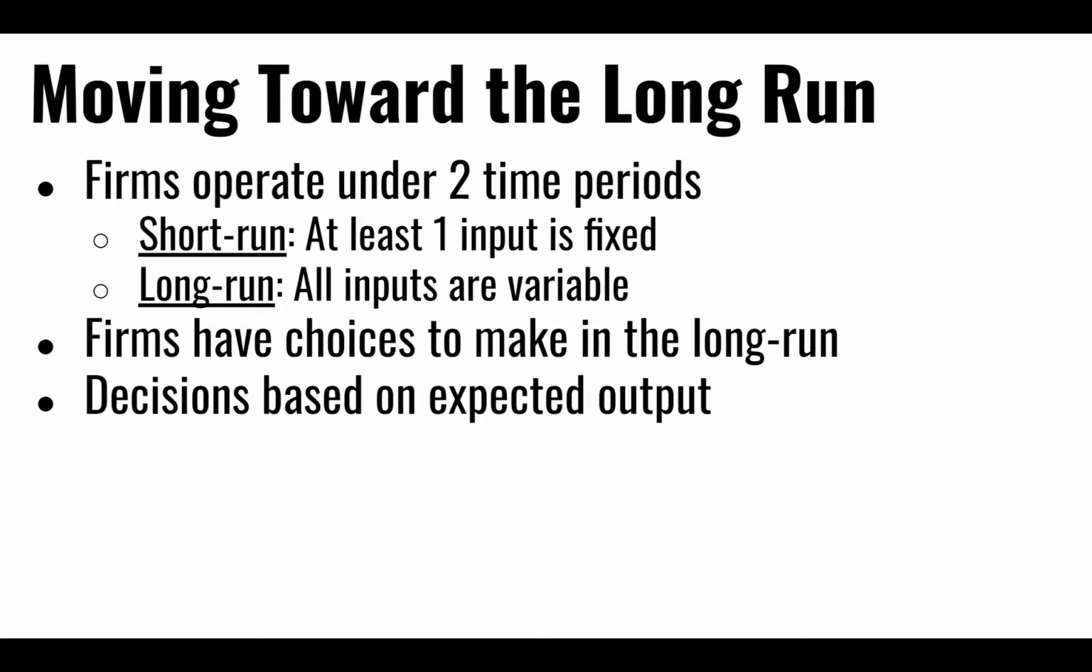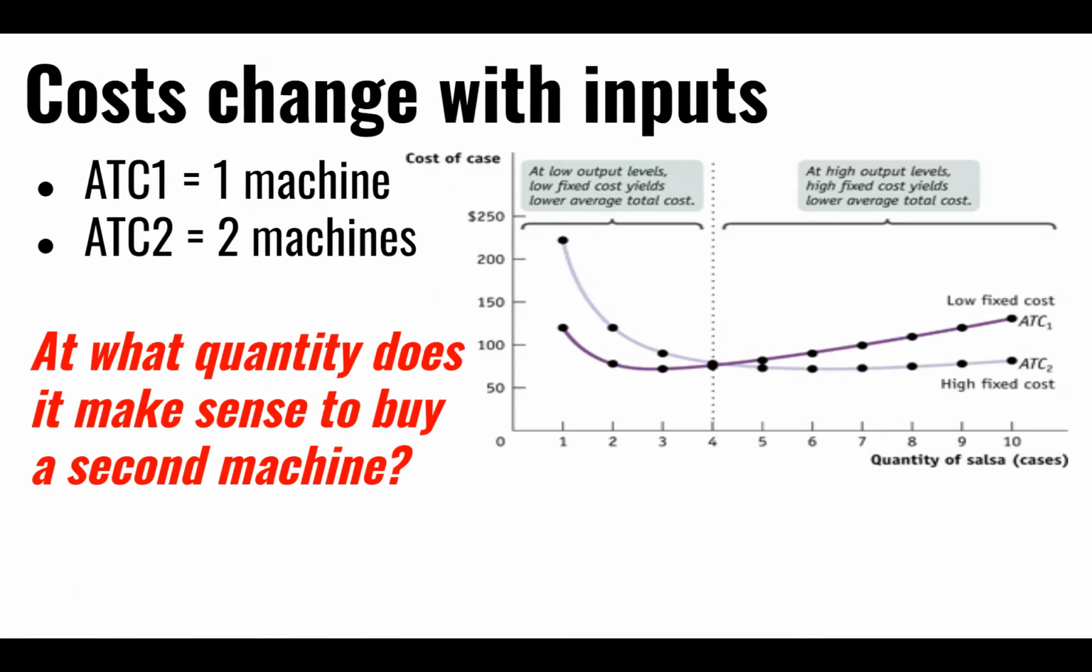The long run is when all inputs can be changed. And because inputs are fully variable in the long run, we have choices to make about the combination of inputs we want to use to produce the amount of output that we expect from the market. And so firms have options before them, and they need to make a decision about what combination of inputs they will employ to keep their costs as low as possible and in order to maximize their total profit. And the decisions they're going to make are going to be based largely on how much they're expecting to have to produce moving forward.